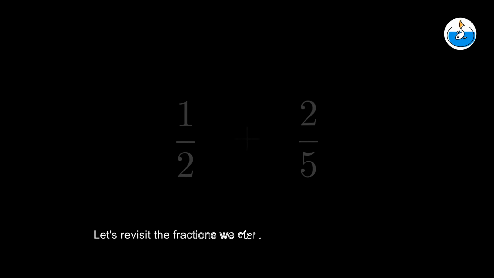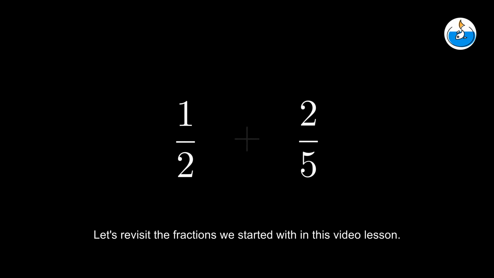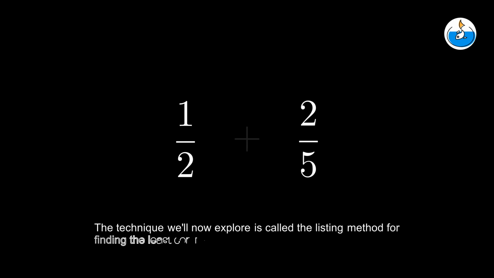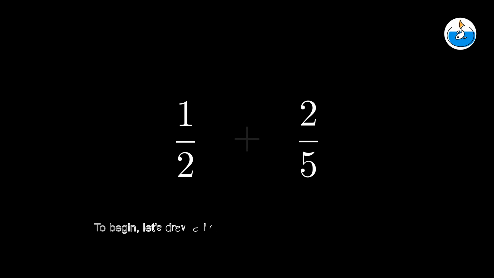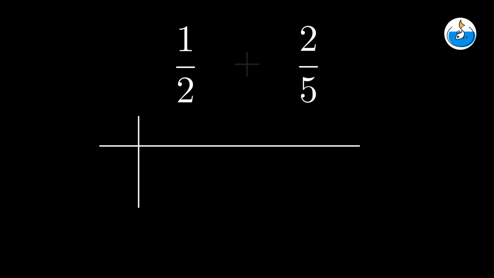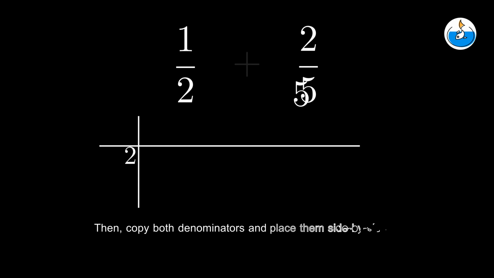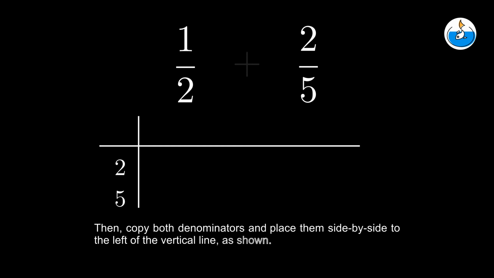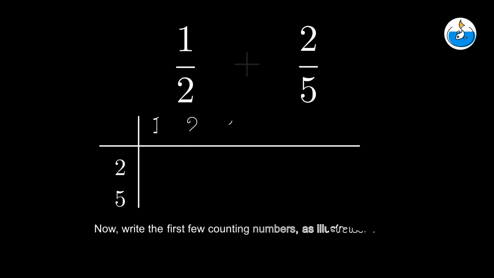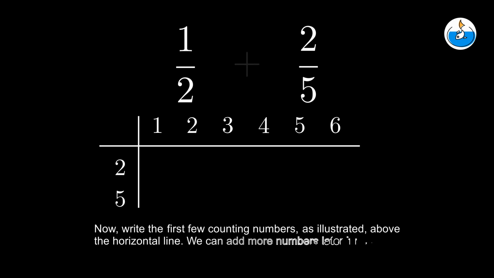Let's revisit the fractions we started with in this video lesson. The technique we'll now explore is called the listing method for finding the least common multiple, LCM. To begin, let's draw a horizontal and vertical line that intersect in the top left corner, just below the fractions. Then, copy both denominators and place them side by side to the left of the vertical line, as shown. Now write the first few counting numbers as illustrated, above the horizontal line. We can add more numbers later if needed.